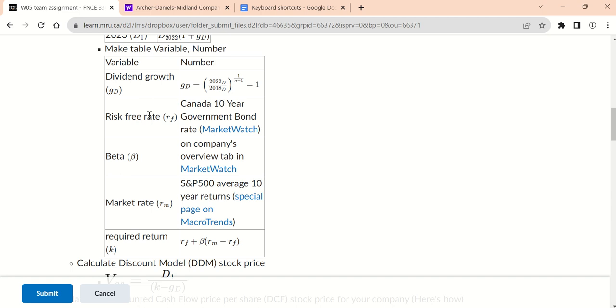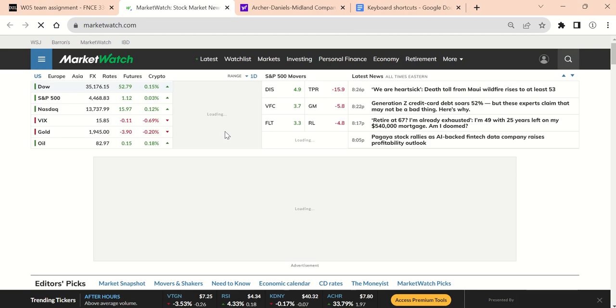If we didn't make any investment, we just want to be guaranteed a return, we could buy a 10-year bond. And 10 years is kind of an arbitrary thing that is usually used in this case. So I'm going to be using, because I'm in Canada, the Canada 10-year bond. So that's from Market Watch.